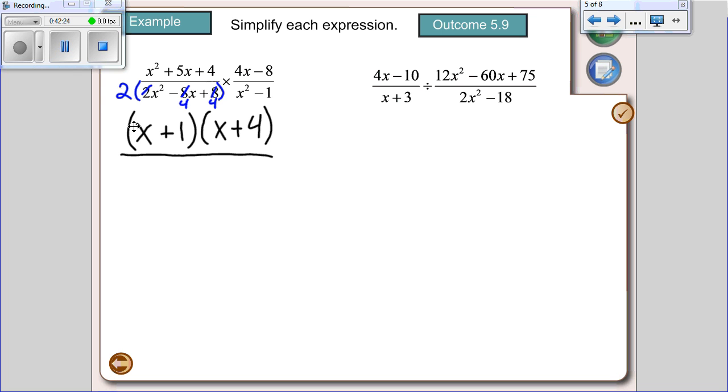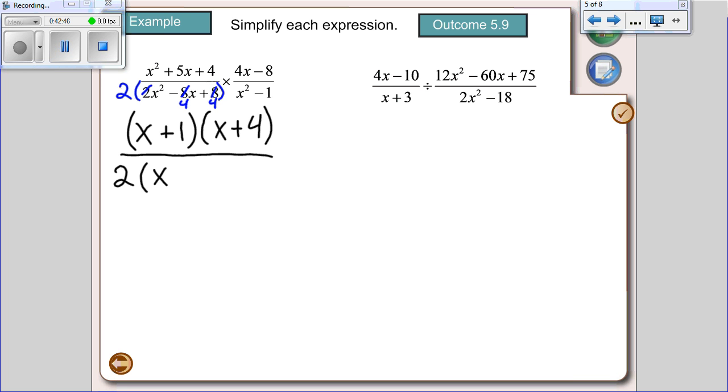Now, I have a 2 out front still. Things that multiply to be positive 4 and add to be negative 4 will be x minus 2 and x minus 2. It's kind of a ridiculous way to write x minus 2 squared, but it's going to also help us out later on. So I'm going to write it like that. If you don't, you're fine.